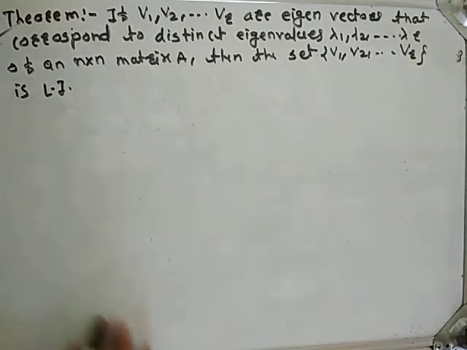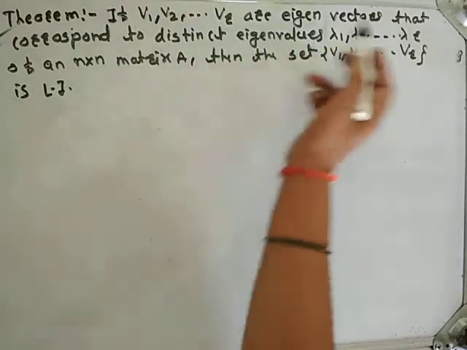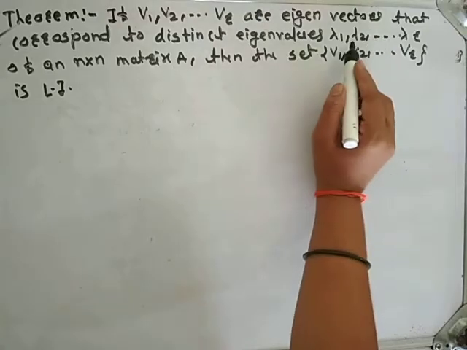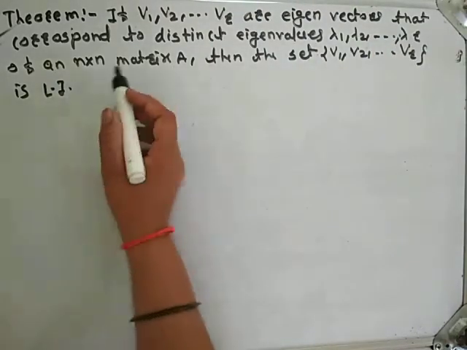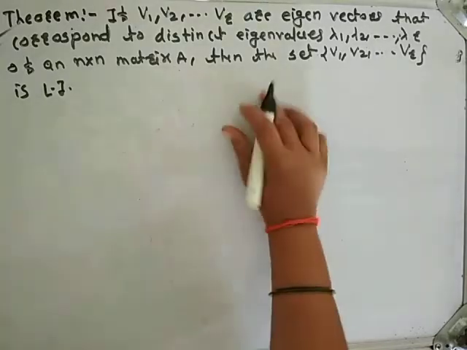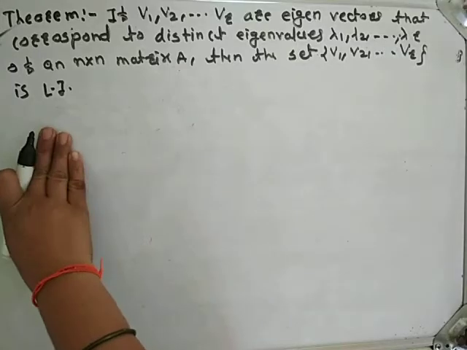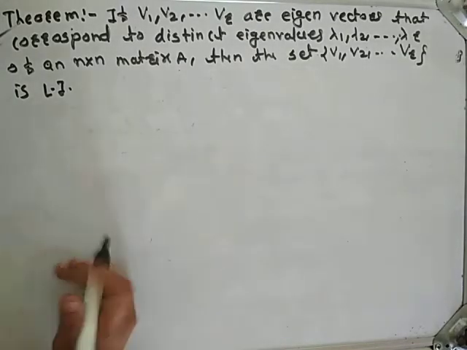See here, students, what does the theorem say? If V1, V2, Vr are eigenvectors that correspond to distinct eigenvalues lambda 1, lambda 2 and so on up to lambda r of an n by n matrix A, then the set V1, V2, Vr is linearly independent. Okay, so let us see one example.